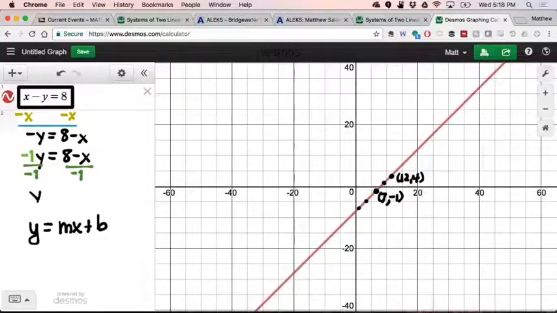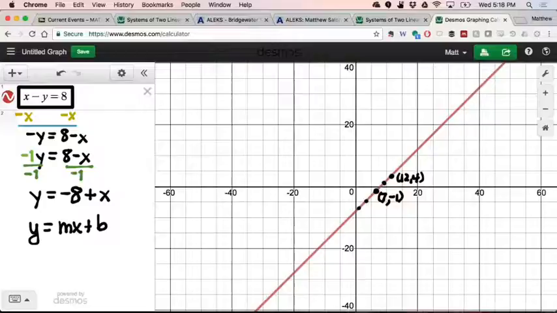Then I'm going to have y all alone, but now both of the terms in 8 minus x are going to get divided by negative 1 by the distributive property of multiplication over addition. So 8 divided by negative 1 is going to give me negative 8. And what's minus x divided by minus 1 going to give me? X. Yeah, just plus x. Exactly. All right, and now we're almost done.